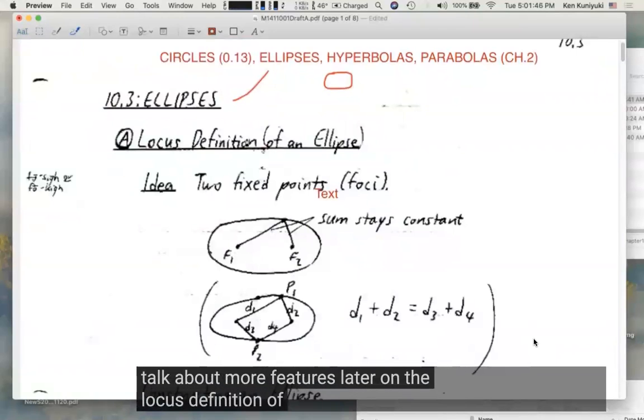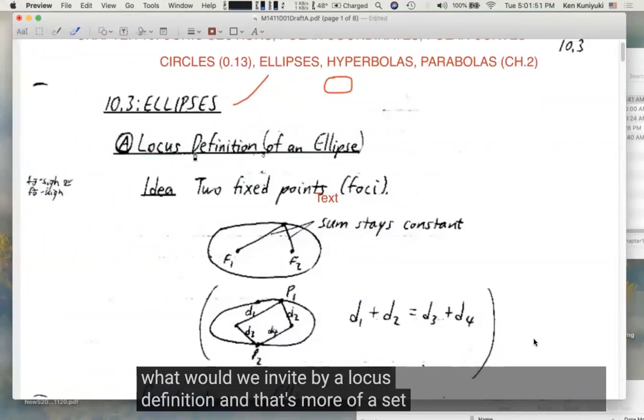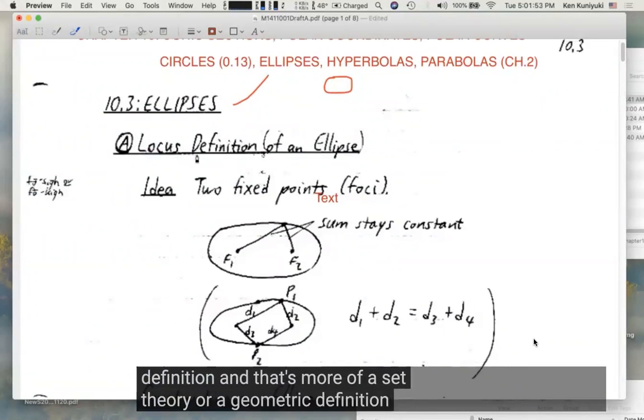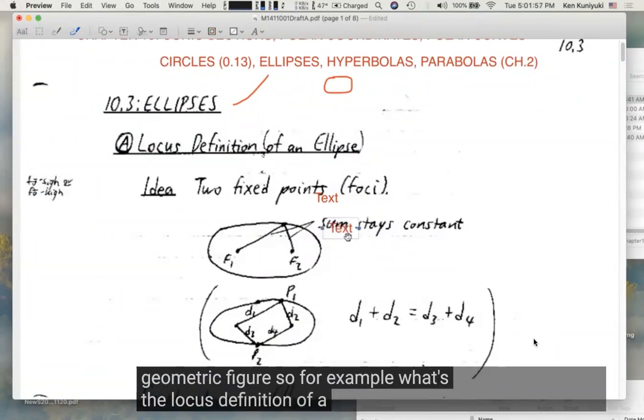The locus definition of an ellipse. Well, what do we mean by a locus definition? That's more of a set theory or a geometric definition of a geometric figure. So for example, what's the locus definition of a circle?